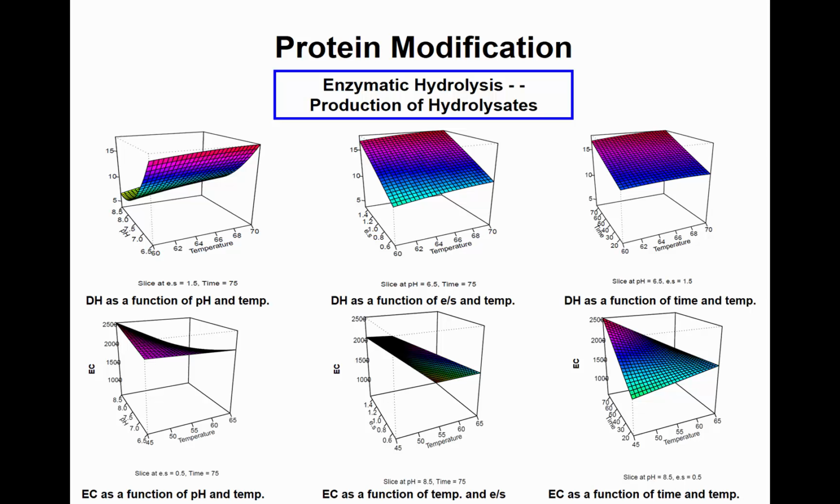So he did that for DH. So for DH, he determined at which combination you'll have the highest DH or which combination you have the lowest DH. And at the same time, this is an example, he looked at emulsification capacity, and also he looked at what combinations you will have the highest emulsification capacity.